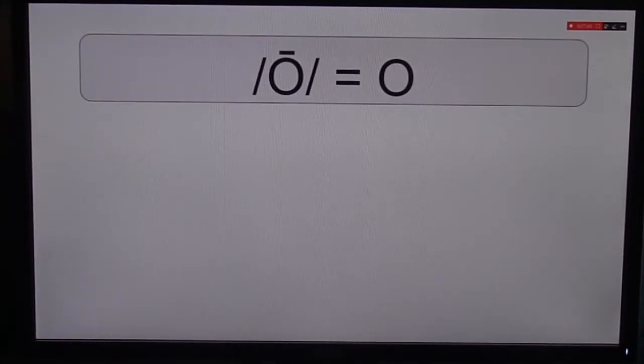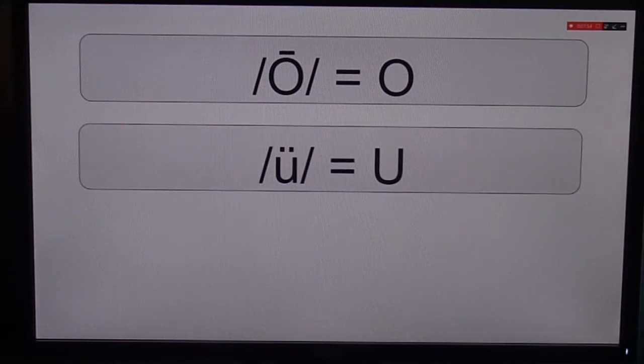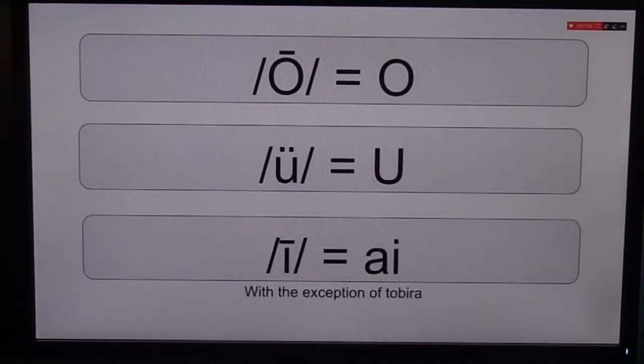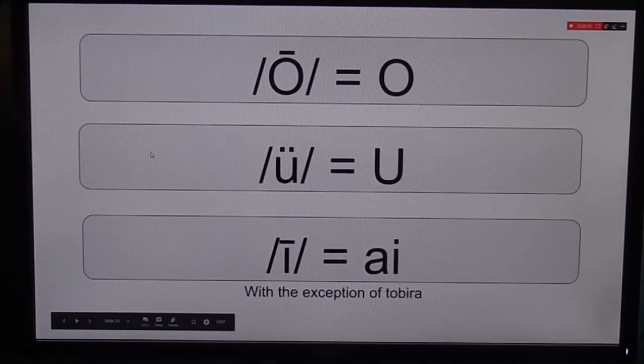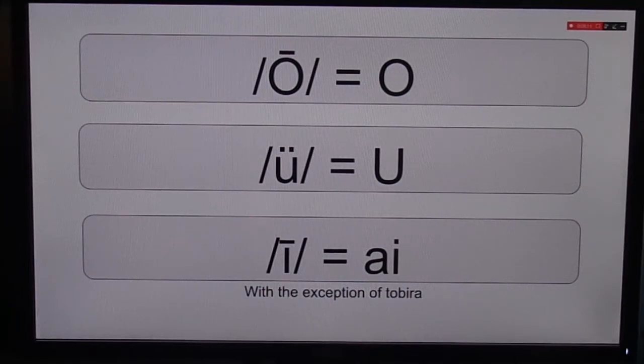Things are pretty simple with O, the O sound as in boat, just spelled with an O. Same thing with U, just spelled with a U. I, however, isn't spelled with the letter it makes, it's spelled with an AI. For example, samurai. Of course, the exception to this rule would be Tobira, which uses an I instead of an AI.